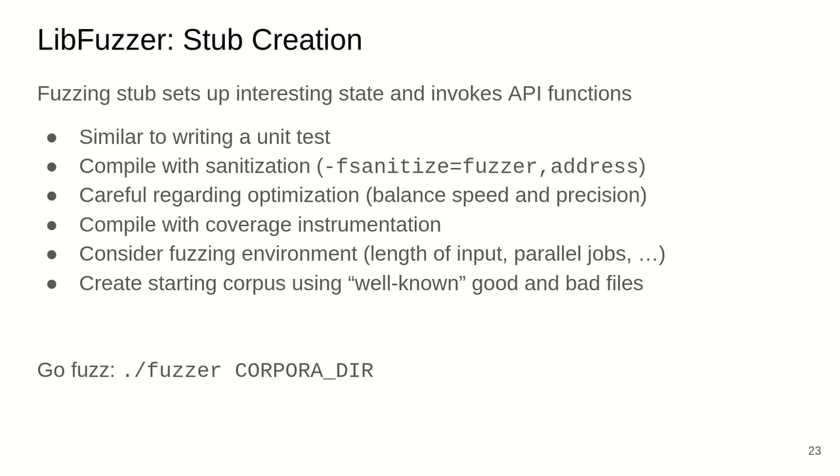And -fsanitize=fuzzer will turn your LLVMFuzzerTestOneInput into an actual fuzzing stub that then calls the fuzzer. You compile with coverage instrumentation, consider the environment, length of the input, number of parallel jobs, and whatnot, and then you create a starting corpus using some well-known good and bad files for the fuzzer. And then you can go fuzz with ./fuzzer corpus directory, and then it just goes and starts doing weird mutations.